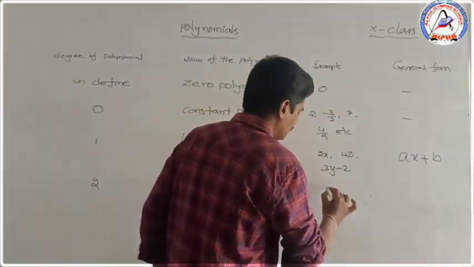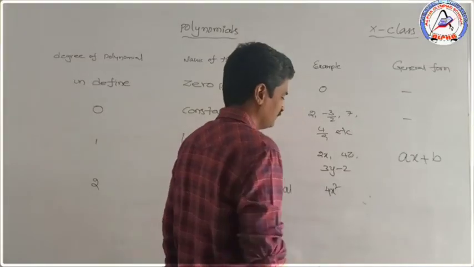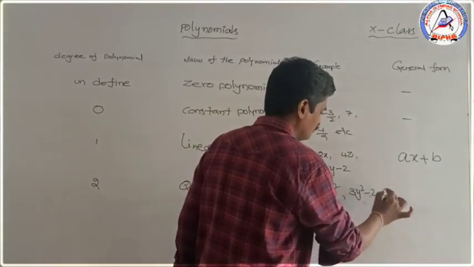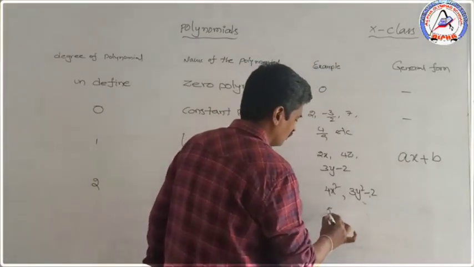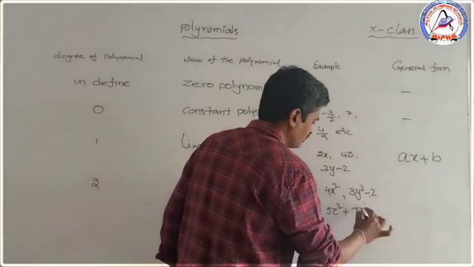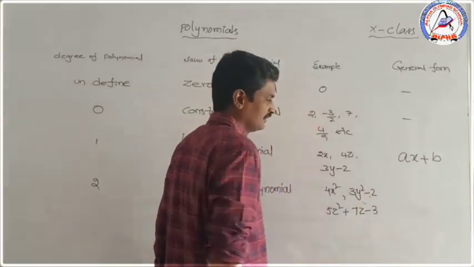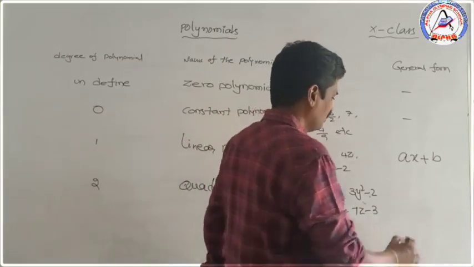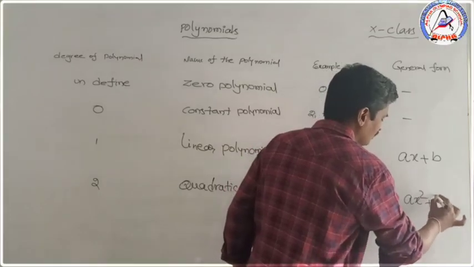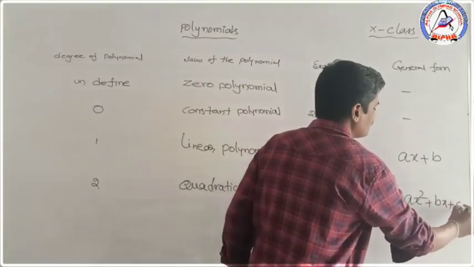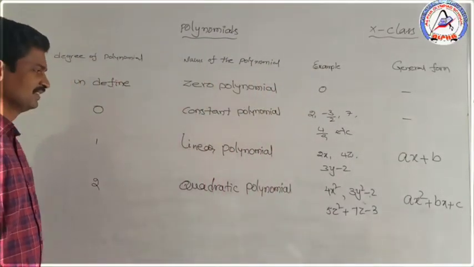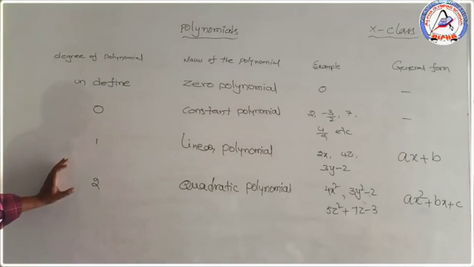Here, examples are 4x square, 3y square minus 2, 5z square plus 7z minus 3. These are all quadratic polynomials. And the general form of a quadratic polynomial is ax square plus bx plus c.